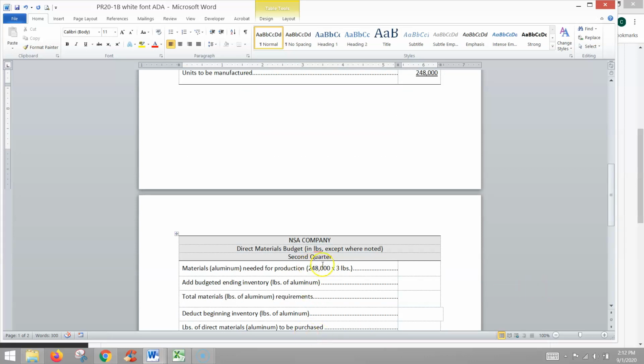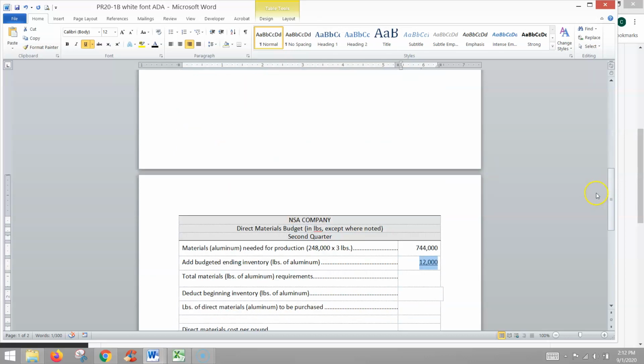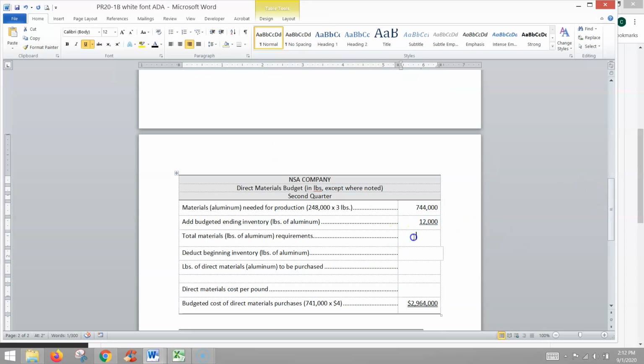So if we take the number that we're going to manufacture times the amount of pounds of alloy each, the materials we need are 744,000 pounds. We're going to add our budgeted ending inventory. Again, we're going to get that from the amount that we want to have, that cushion of 12,000 pounds. So it gives us our total materials requirement of 756,000 just by adding those two together.